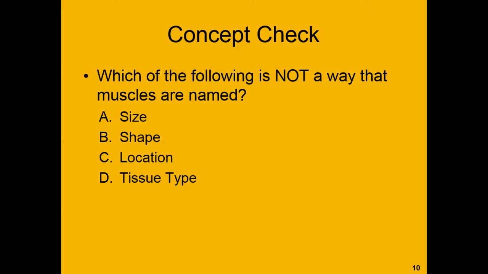Go ahead and get me an answer right now. 5, 4, 3, 2, 1. Muscles are not named for their tissue type. Muscles are named for size, shape, and location, but they are not directly named for tissue type.